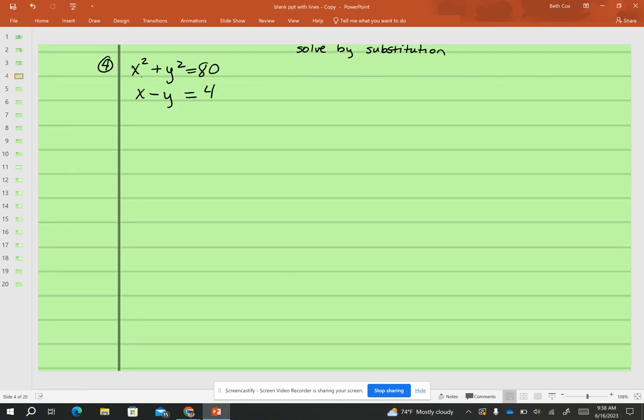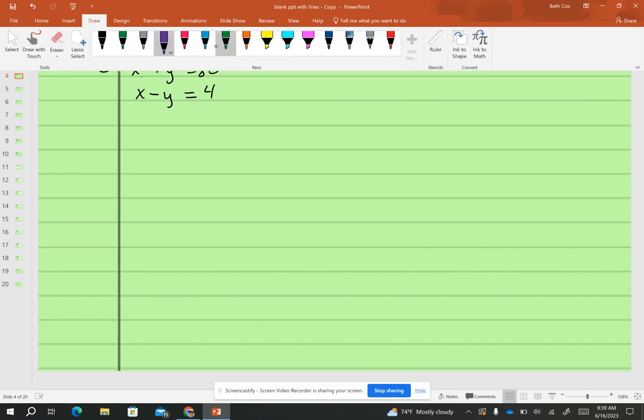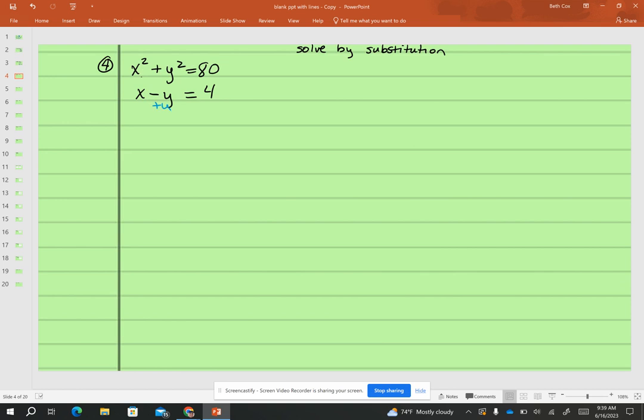Next. This one also says solve by substitution, but here's the problem. We don't have an x equals or a y equals. So we need to create an x equals or a y equals from the second equation. So I can easily make this an x equals by adding y to both sides. So now it reads x equals 4 plus y, or I could do y plus 4.